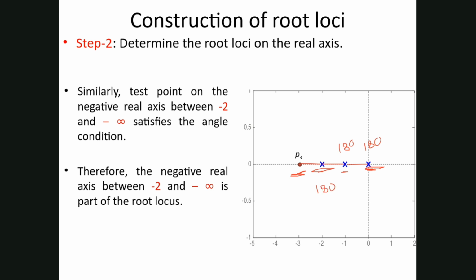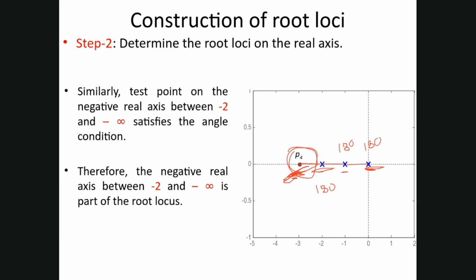Minus 180 is coming out as minus 180 into 3, right? And again it is satisfying the angle criteria, which is plus minus 180 into (2k plus 1). When k is equal to 1, it gives you 180 into 3. So this point also satisfies your angle criteria, so this point will also be a part of your root locus.